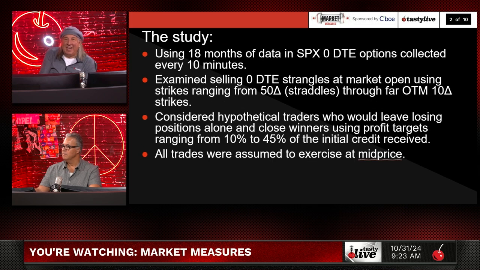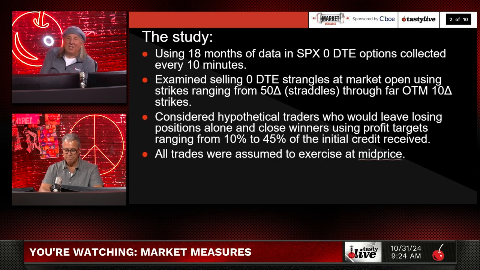18 months worth of data. We looked at everything from 50 delta straddles, selling both to far out of the money, 10 delta strikes. This study has a gazillion pages of research. You can't go through it all, but we'll get to a spot which is really interesting. We considered hypothetical traders who would leave losing positions alone and close winners using profit targets from 10 to 45% of the credit. All trades were assumed to exercise or close at the mid price.